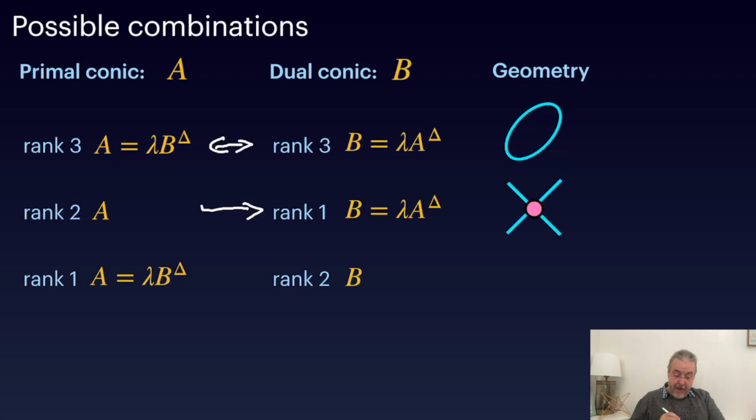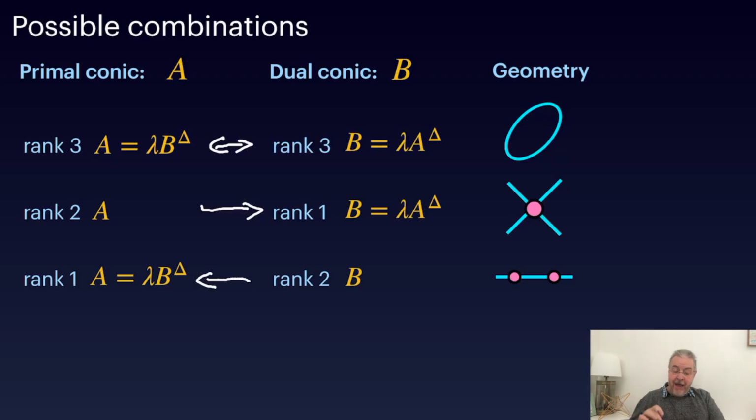It may happen that B is rank 2 and A is rank 1. This would be the case when we have a double line, A is rank 1, with 2 points on them. And from those 2 points, we obviously can calculate the rank 1 matrix, which is the double line through these 2 points. So this time it goes in this direction.